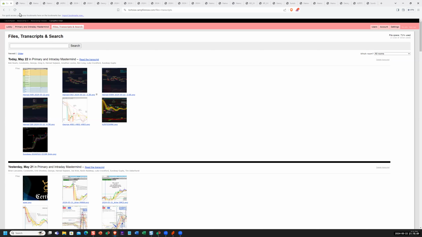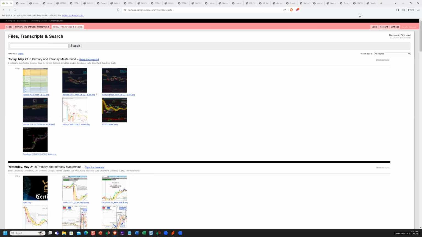Just for those of you keeping score at home and playing along, if you, instead of going to the primary and intraday mastermind where we post our charts, go to the files, transcripts, and search, you'll see the thumbnails for each of the days of the past 5 or 6 years. You can quickly navigate to the thumbnails, right mouse click and say open link in a new tab, and then you can see the full chart, which is what we'll see now. So we're going to go back to Monday, kind of blast through this pretty quick.